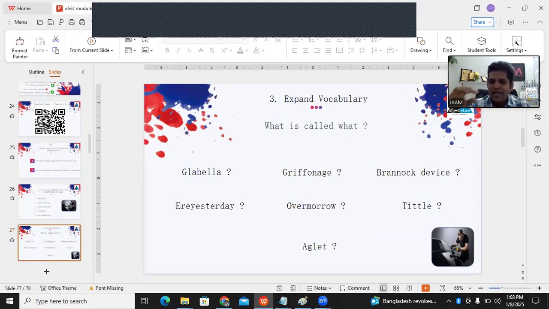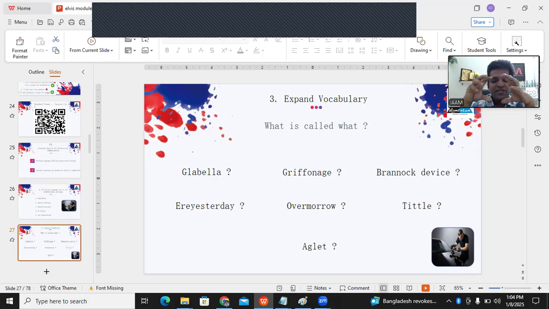Now, this is a small exercise which you can conduct with your trainees. Ask them to tell the meaning of this. So, glabella is basically the point between your eyebrows. That is glabella. Yes, Griffinage is a very shabby handwriting like that of a doctor.